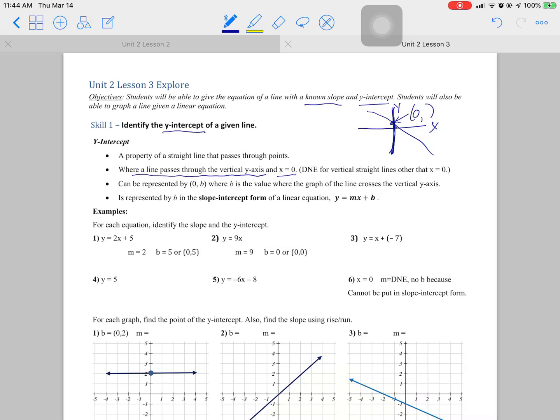So the other symbol is a B, all right? So this is another letter. The slope is an M. The y-intercept is a B. We have to learn that. I don't know where they get these letters. This is what they decided. And that is where the graph crosses the vertical axis. So the B is represented in the slope-intercept form of a linear equation.